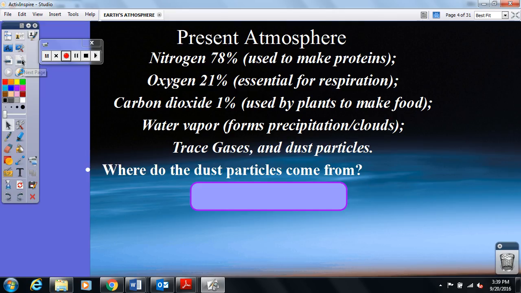Okay, the present atmosphere is roughly 78% nitrogen used to make proteins, 21% oxygen that we need for respiration or breathing, 1% carbon dioxide used by plants to make food, and then you have trace gases, dust particles, and of course water vapor.